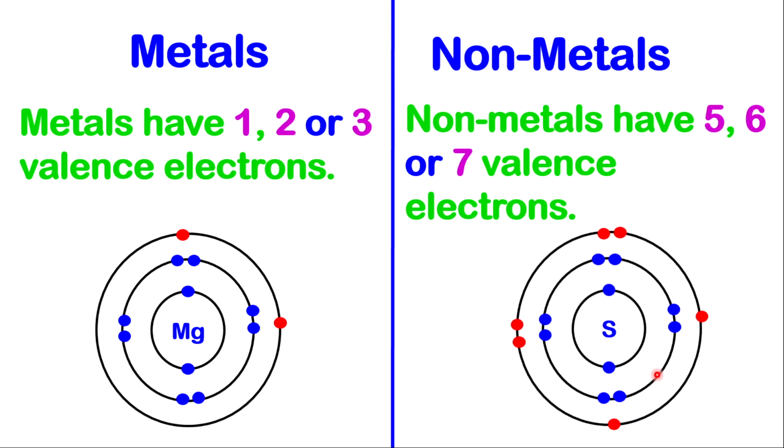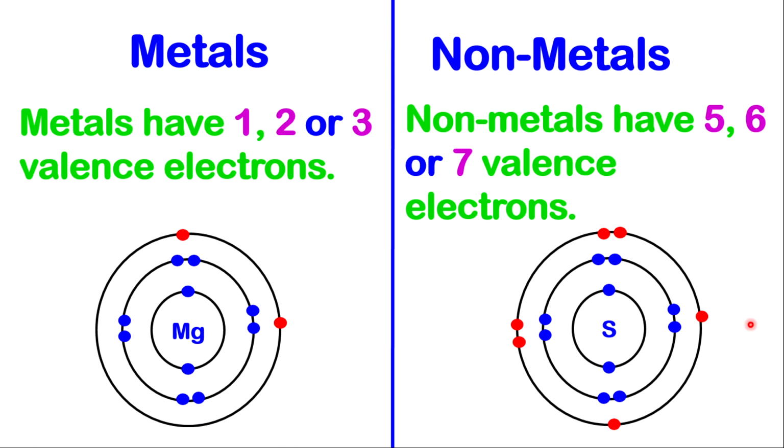Let's look at this example for sulfur. Sulfur has 16 electrons, 2 on its first shell, that's the maximum, 8 on the second shell, and the remaining 6 on the third shell or the last shell, which is known as the valence shell. Since there are 6 valence electrons for sulfur, sulfur is a nonmetal.